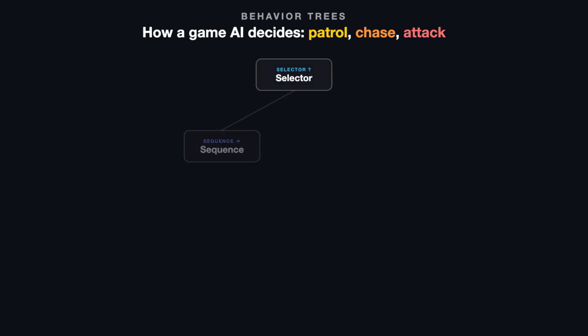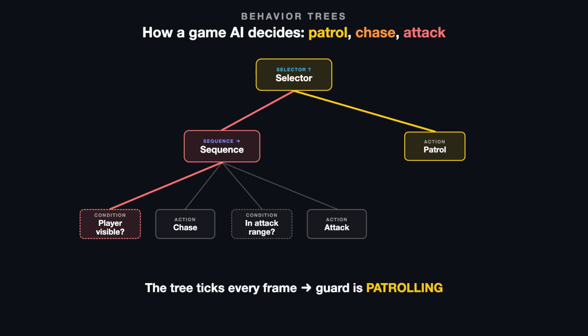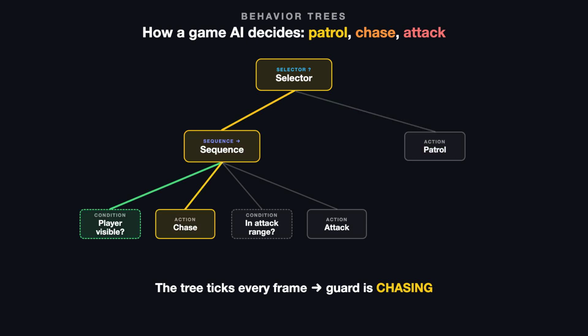A guard paces his patrol route, back and forth, never seeing you. Then you step into the light, and he turns, chases, and attacks. How does he know to do all of that, in the right order? Not a giant pile of if statements. A behavior tree, the little brain that decides what the AI does next. Watch this tree tick, frame by frame, and watch the guard react.